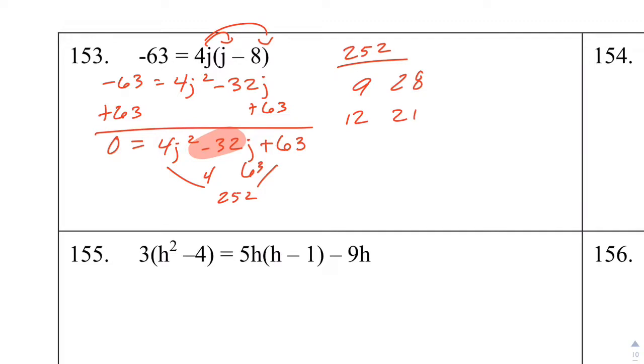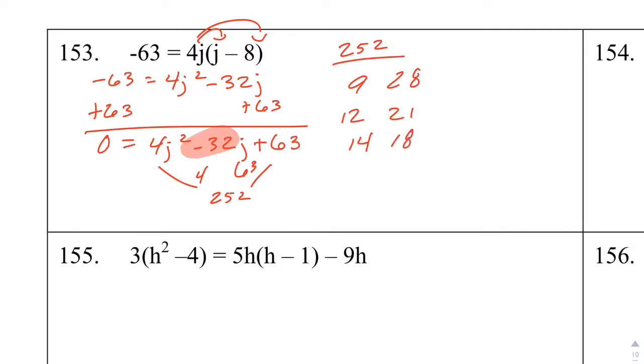12 and 21. 14 and 18, and there they are. Remember we said they were both negative. Whew. It took some work to come up with those two factors.